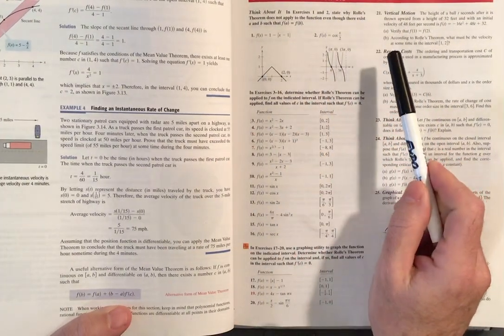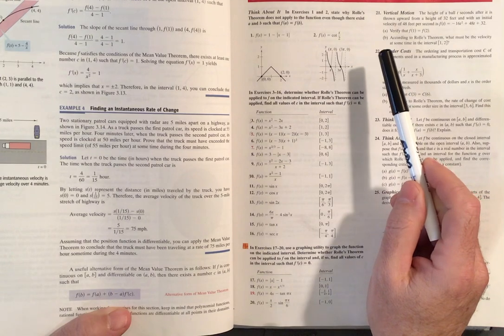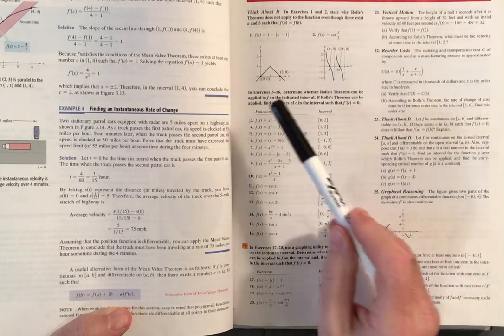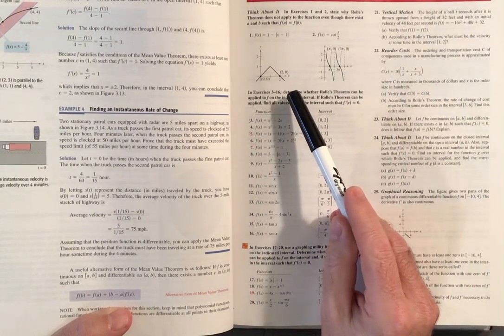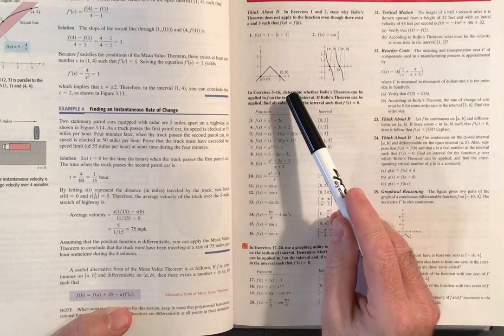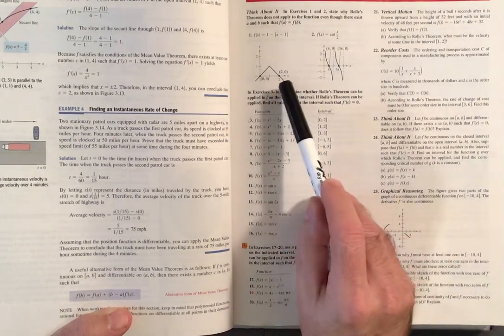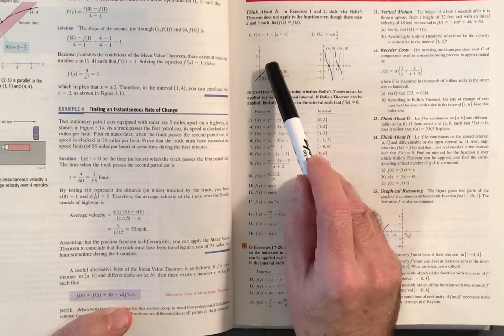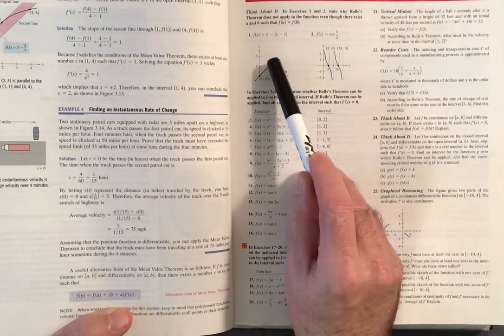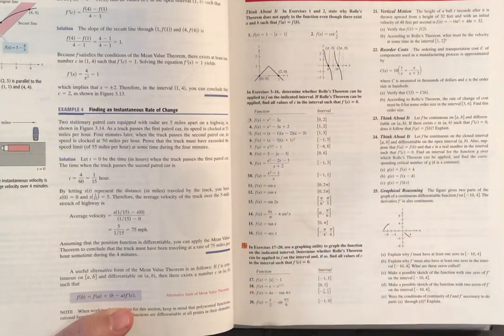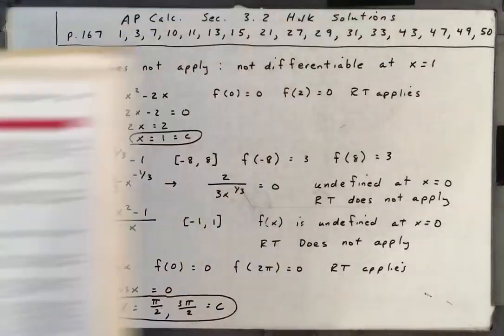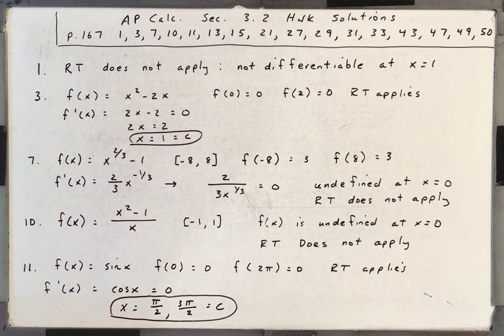It says state why Rolle's theorem doesn't apply. Well, for Rolle's theorem to apply, the function has to be continuous and differentiable. And here at x equals 1, you can see there's a sharp turn. So at x equals 1, the function isn't differentiable. So Rolle's theorem does not apply there.